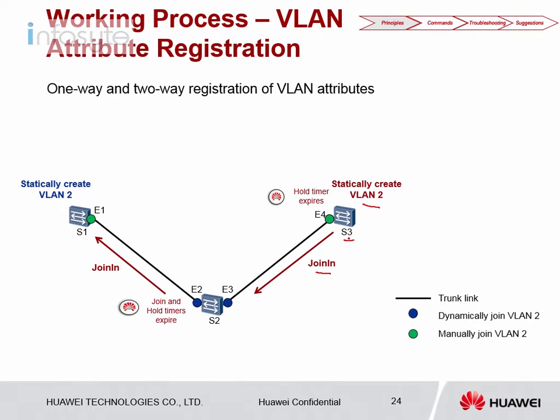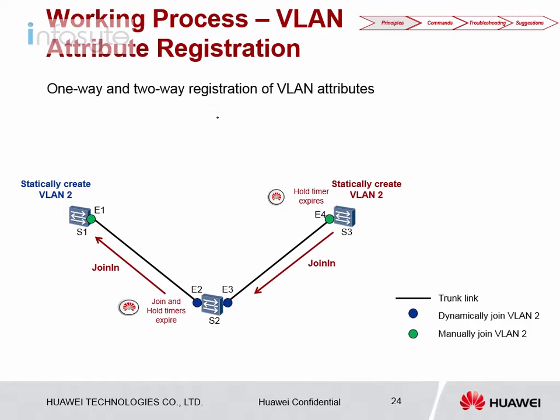It's because we already have VLAN 2. So this join in message is sent from S3 to S2. Again, it's going to be sent 2 times. Okay. So Ethernet 2 of S2 now dynamically registers VLAN 2. Now because VLAN 2 already exists on switch number 2, after the join in message timer expires, it is going to send to S1. Now S1 has received this message, which is a join in message. Now this is for the registration.